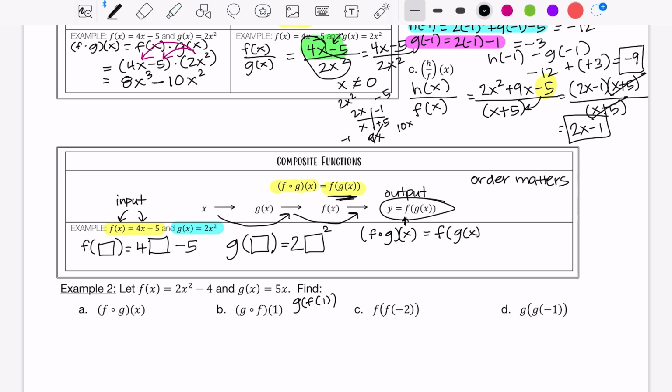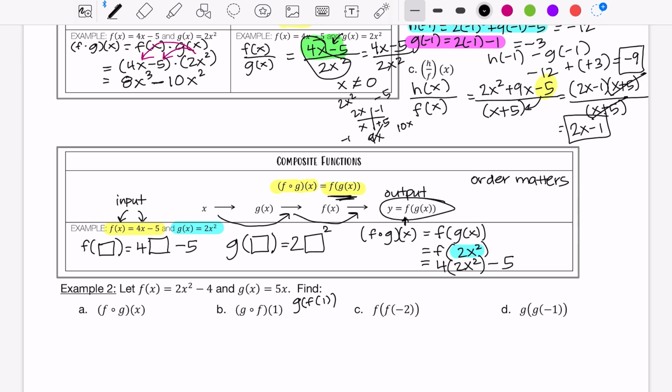So let's take a look here. It looks like this. F of, well, what does g of x equal? G of x equals 2x squared. So instead of writing g of x, I've switched it over to the equivalent form of g of x, which is 2x squared. And now I'm going to take that and input it into the f function, which is 4 times 2x squared minus 5.